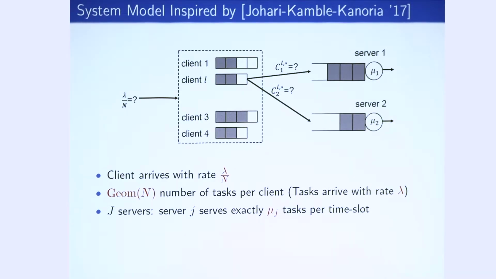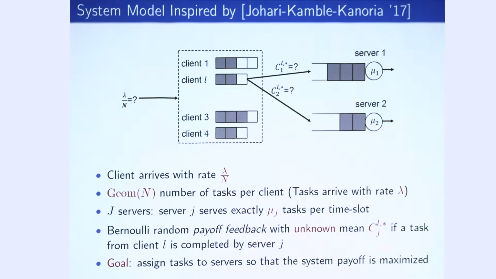Okay, so now the system needs to assign tasks to servers. Now the crucial thing is that if a task from client l is completed by server j, then the system observes a payoff feedback. This payoff feedback is random and is Bernoulli distributed with some unknown mean. The goal of the system is to assign the tasks to servers to maximize the total system payoff. I also want to mention that if all the tasks of a particular client have been served, then the client will depart the system immediately. So this is essentially our system model.